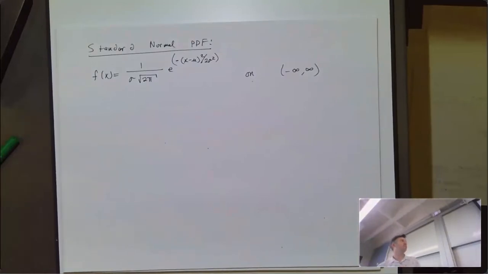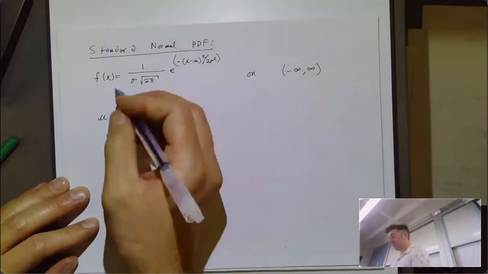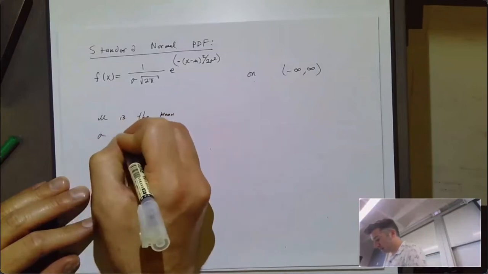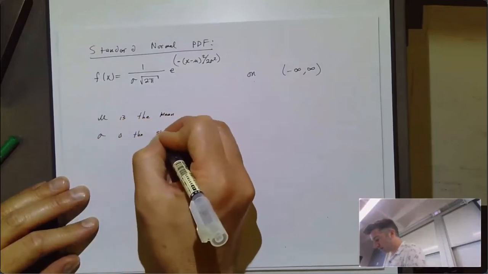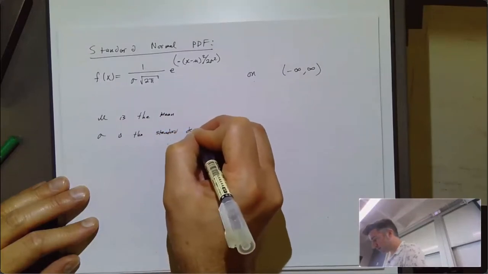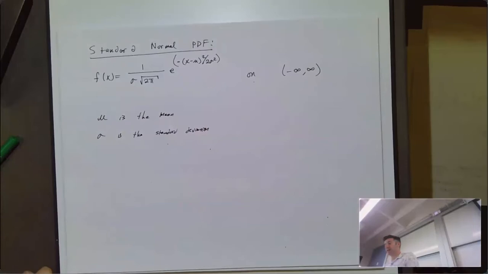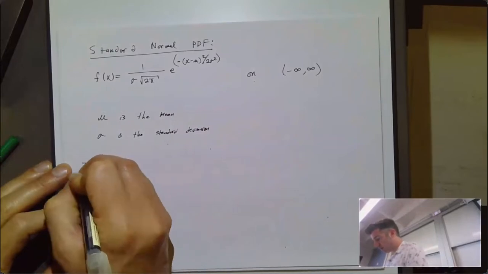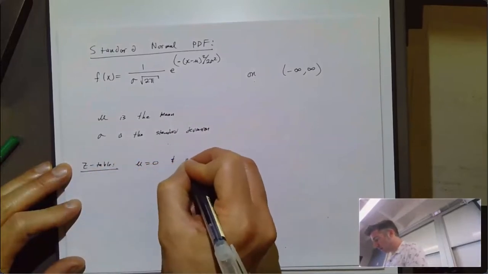I will point out that this function actually cannot be integrated. So I should observe a few things here, right? In this formula, mu is the mean and sigma is the standard deviation. If you've taken a stats class, then you might know that when you're looking at a standard normal Z table, we typically are letting the mean be 0 and the standard deviation equal 1.